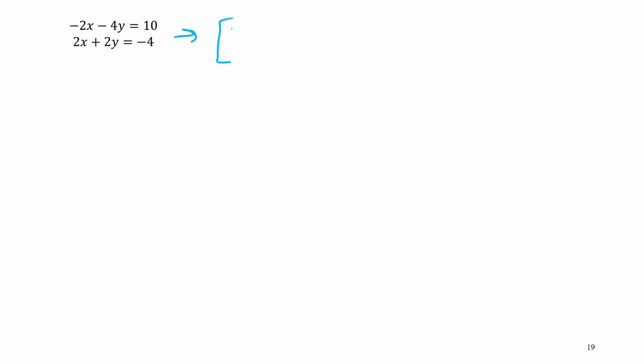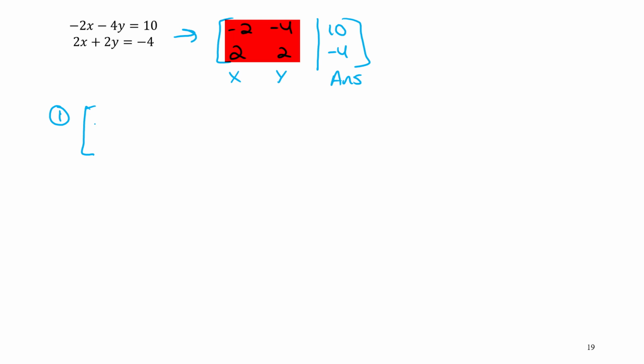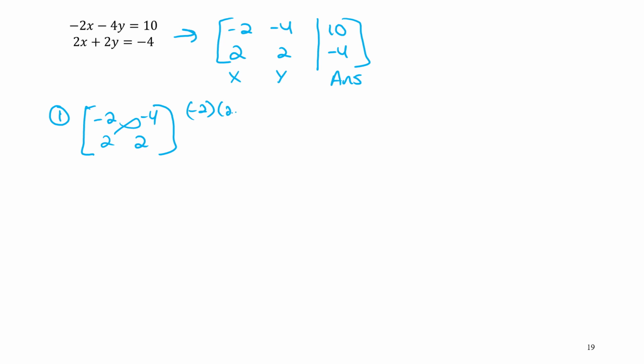So for row 1, we would have -2, -4, and then 10. And then on row 2, we would have 2, 2, -4. And so I'm going to label these again as the x, y, and the answer column. We're doing our determinant first. So we have our coefficients, -2, -4, 2, and 2. Doing our fish, we would get -2 times 2 minus -4 times 2, and that would equal 4.